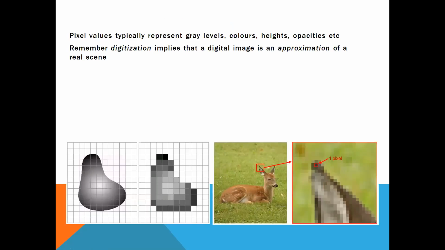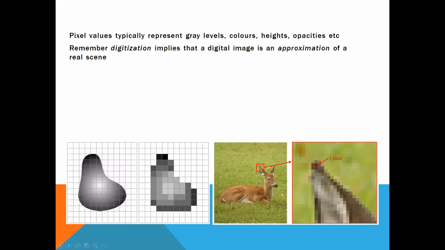Fine. So pixel values typically represent gray level, color, height, opacities, etc. That digitization, the digital image, is an approximation of the real scene. You can see here, this is a digital image. This is the array through which we are using these particular pixels.